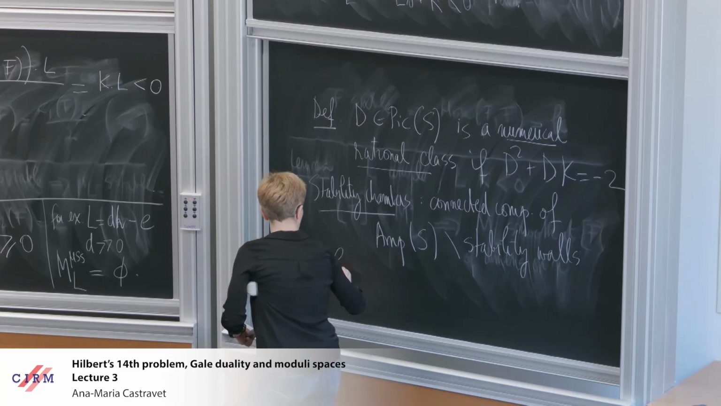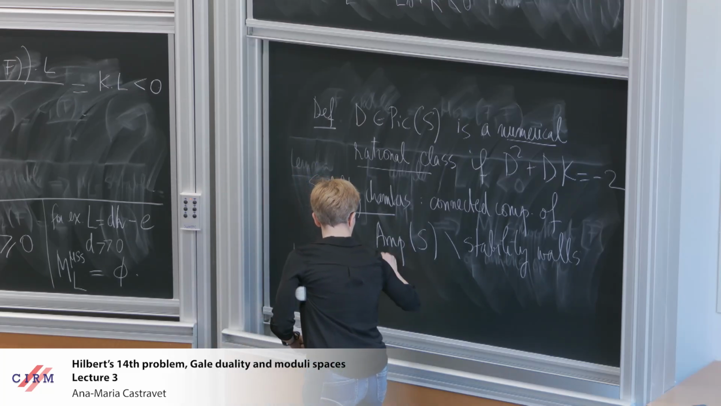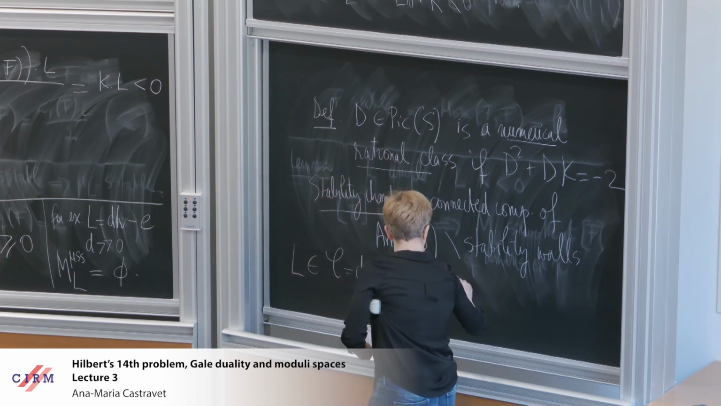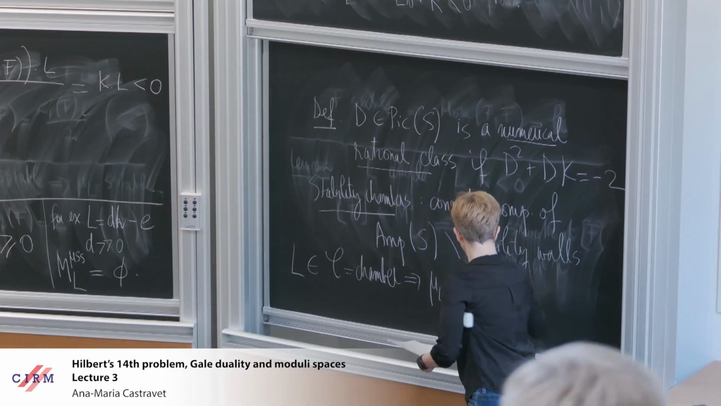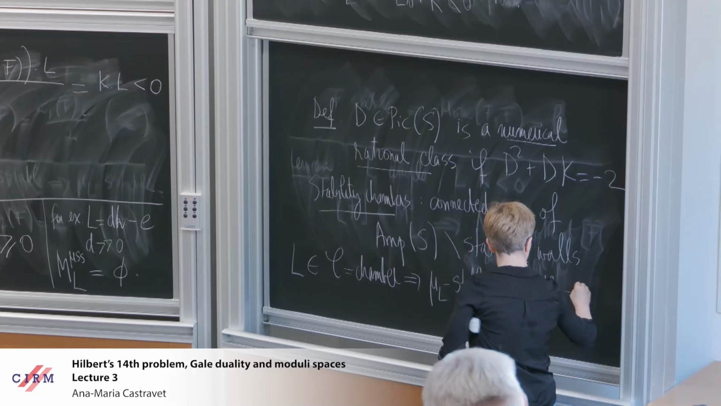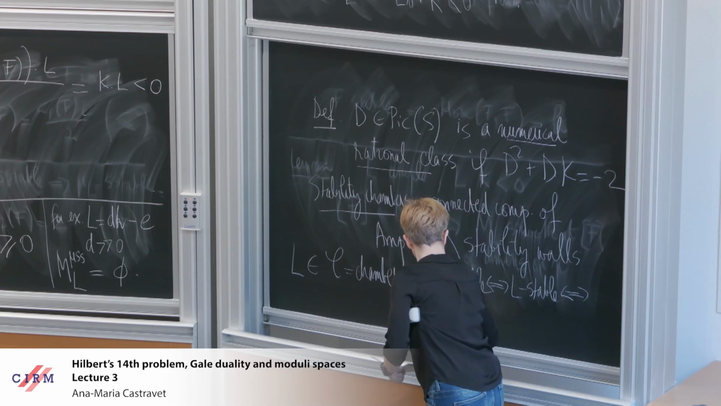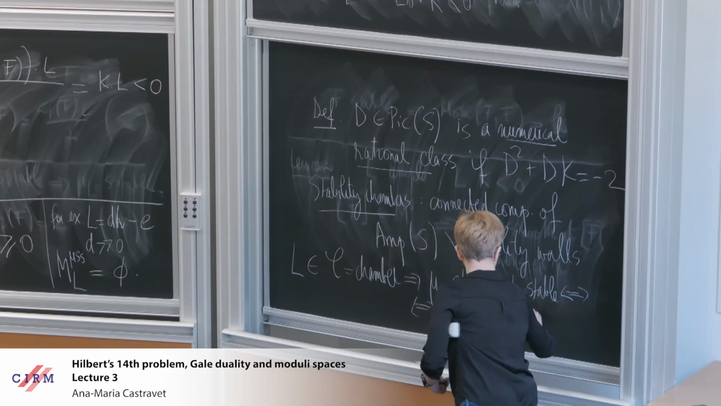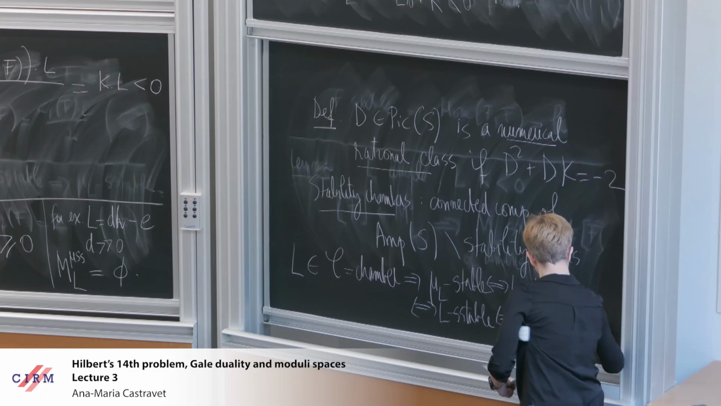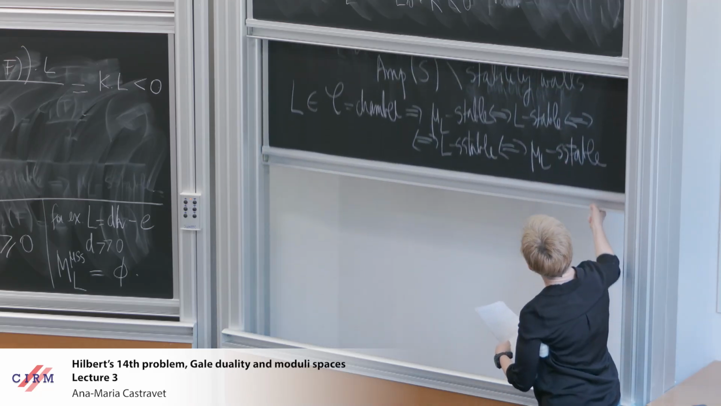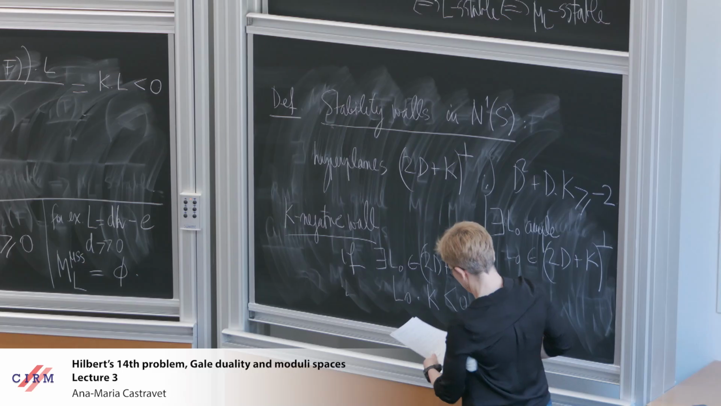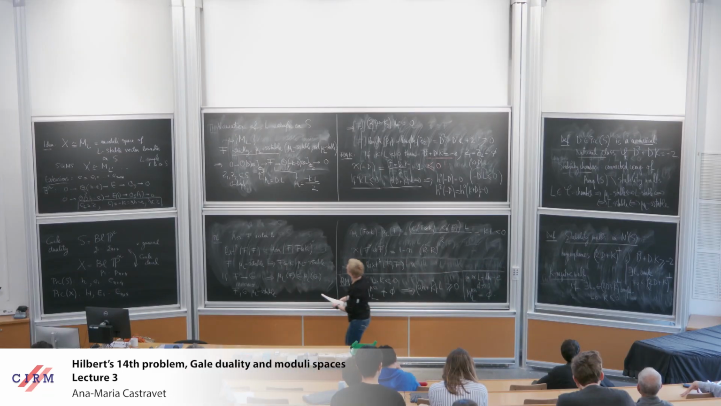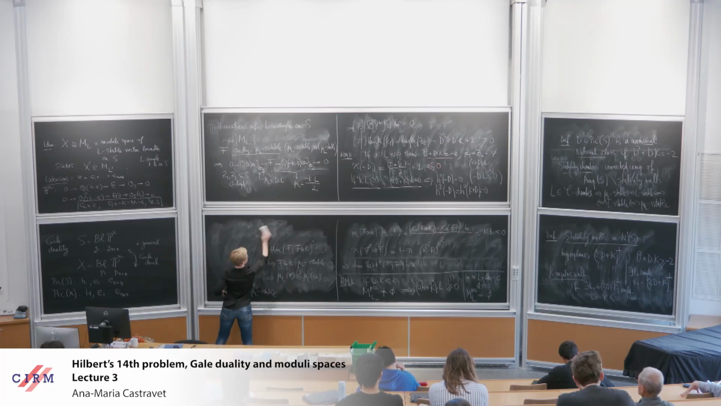So if I have any element in a chamber, then slope stability is the same as semi-stability, but that means also they are all equivalent. So we can prove the moduli space will also be the same. Are there any questions so far?